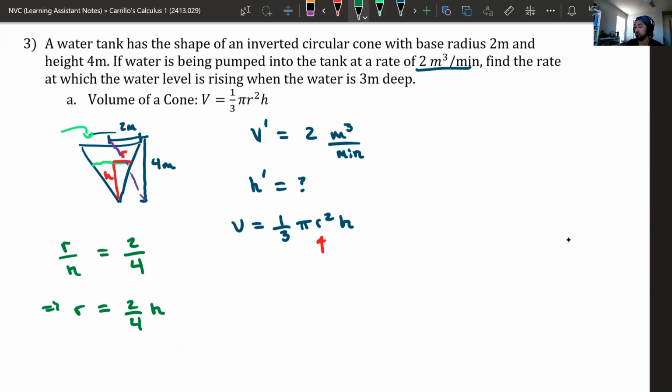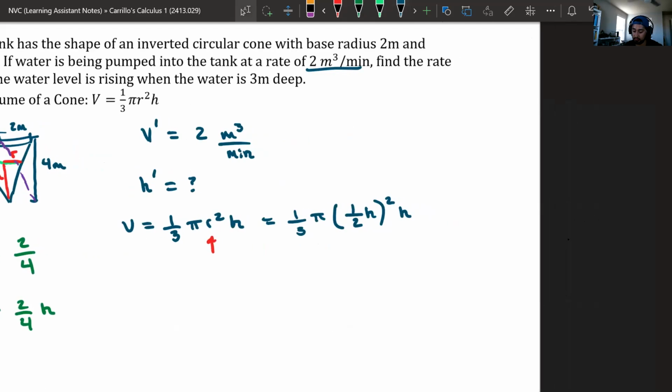So now we have r in terms of h. That means I can go back to my volume equation and substitute in. So instead of r, I now have 1/2 h. Oh, I can just write that as (1/2 h) squared times h. Now I know I plan on taking the derivative of this, so let's go ahead and simplify this a little more.